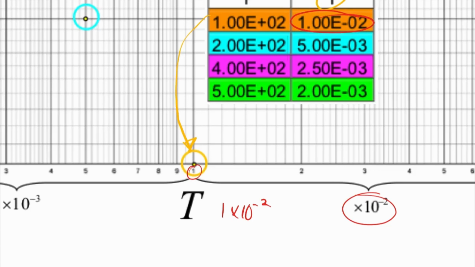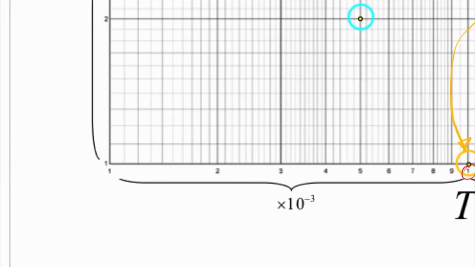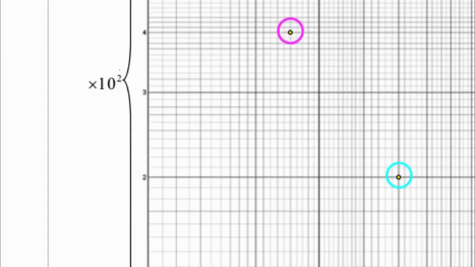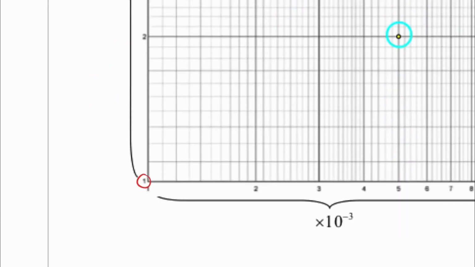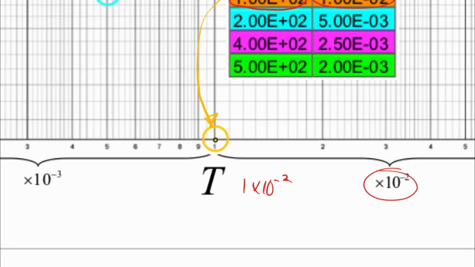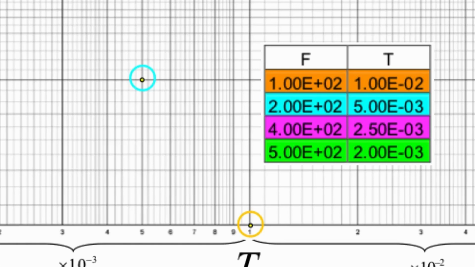Now, of course, we have to find the corresponding y component. Well, that's going to be 1 times 10 to the positive 2. When we move over here to the y-axis, this whole decade is the times 10 to the 2. So the very first point is the 1 times 10 to the positive 2. So that right there is your 1 times 10 to the 2, which is why our point is located right there. Focusing on the second point.